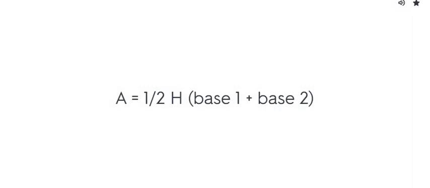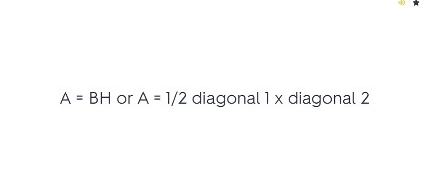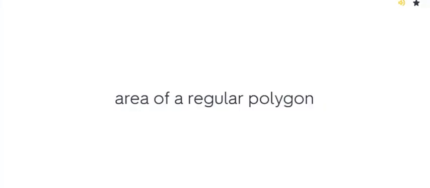Triangle area. Area equals 1/2 bh. Area of a rectangle or parallelogram. A equals bh. Area of trapezoid. A equals 1/2 (a+b)h. Area of a rhombus. A equals bh or A equals 1/2 diagonal 1 x diagonal 2. Area of a circle. Area of a regular polygon.